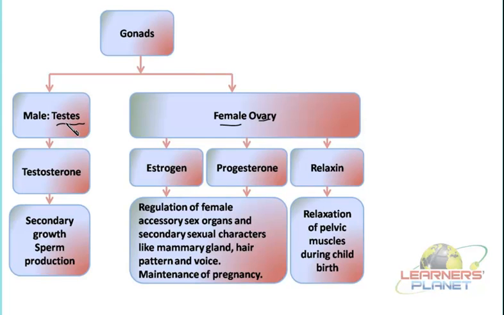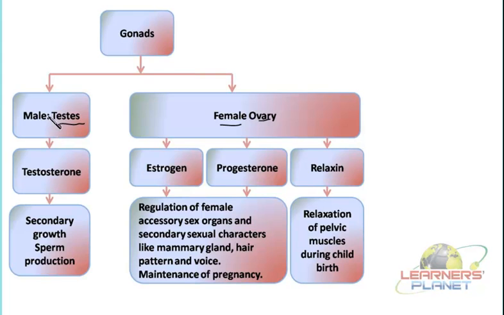Why is it located outside the body? Because the testes are involved in the production of sperms, and sperms cannot tolerate the body temperature. They can survive at a temperature somewhat lower than the normal body temperature. So this is why the testes are located outside.